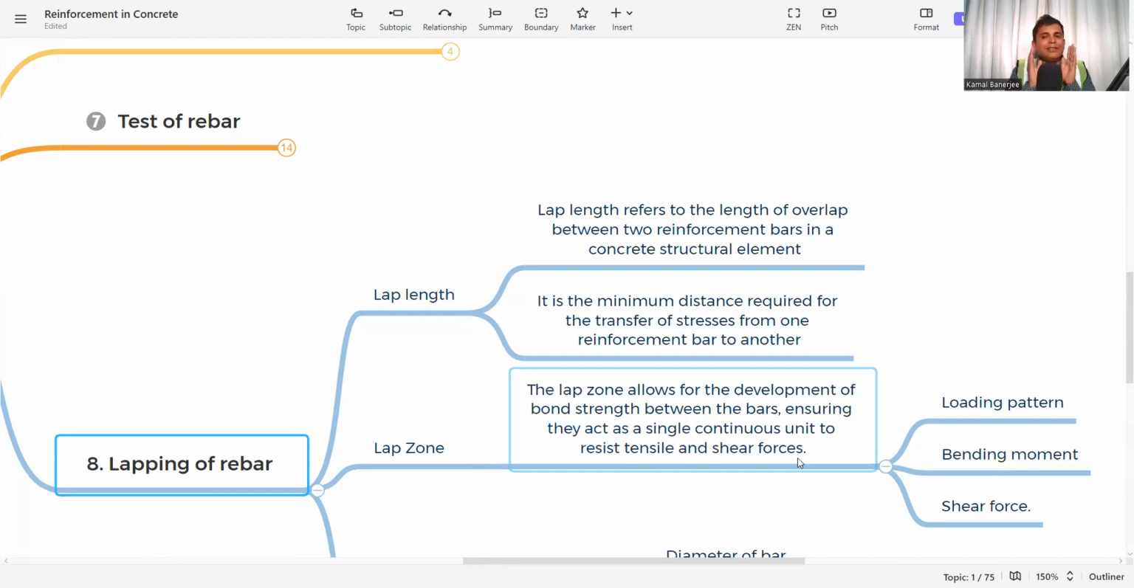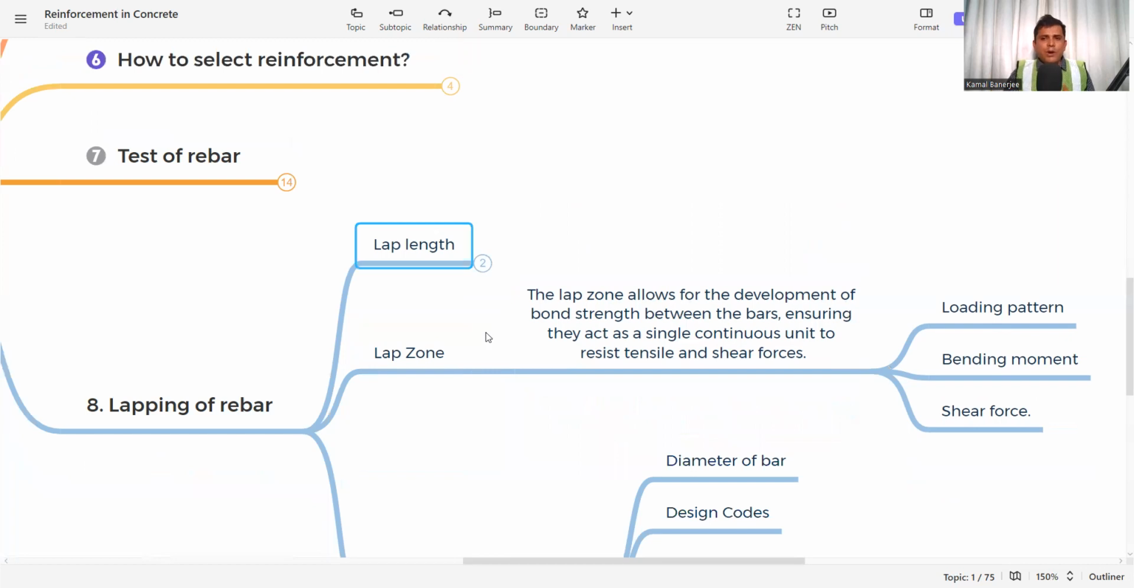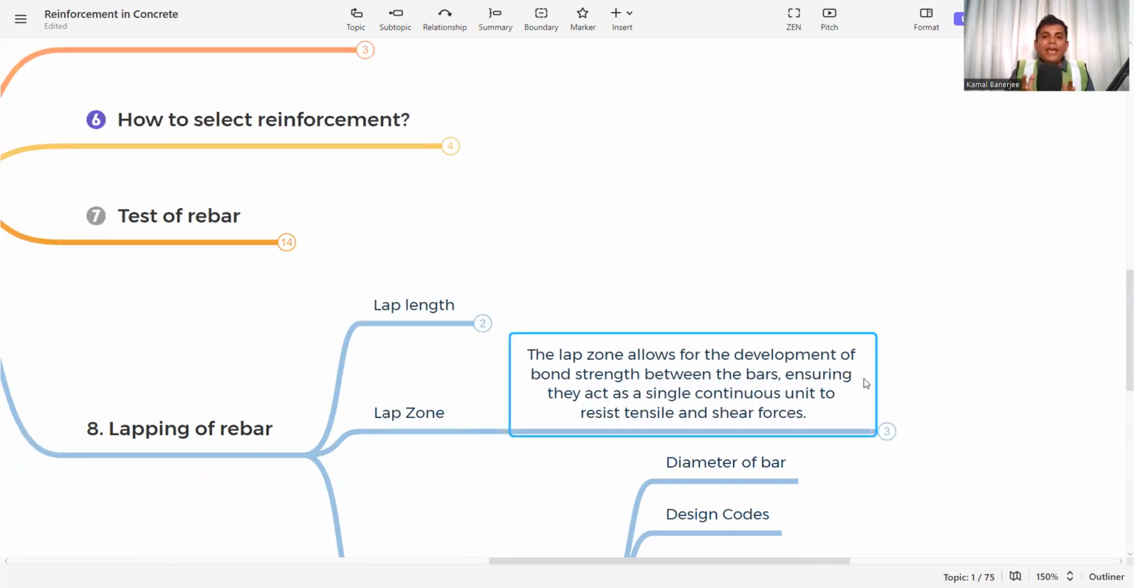So this has to be calculated, what will be the lap length. This is the minimum distance. If you make it more, it's okay, no problem, but it should not be less than the minimum requirement. In every drawing it is mentioned, or you can also find out as per IS 17456 what the lap length is. Now lap zone. We need to splice, but everywhere we cannot place the lap. Now what is the lap zone?